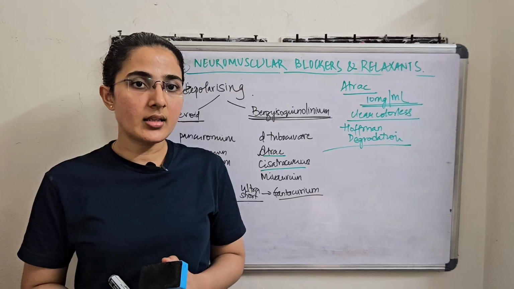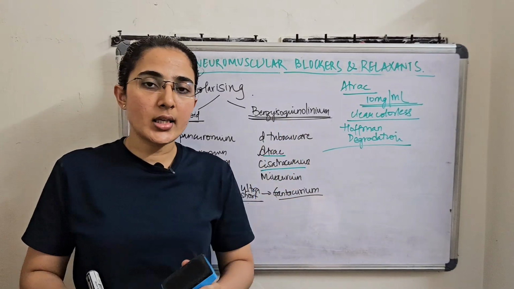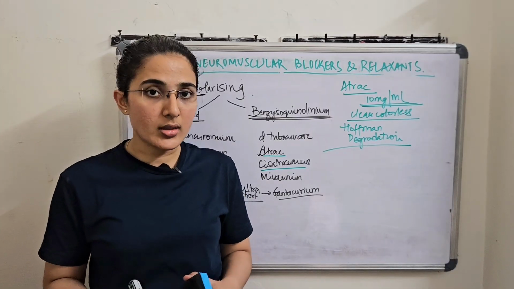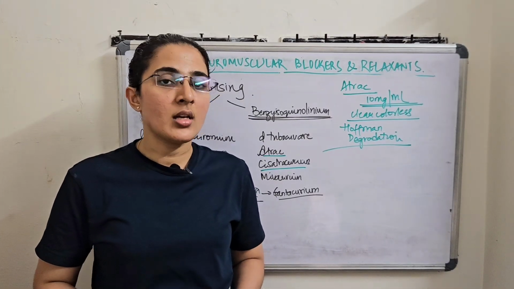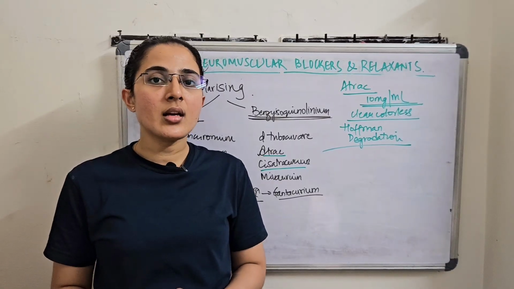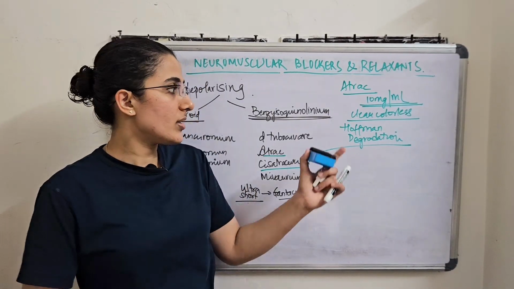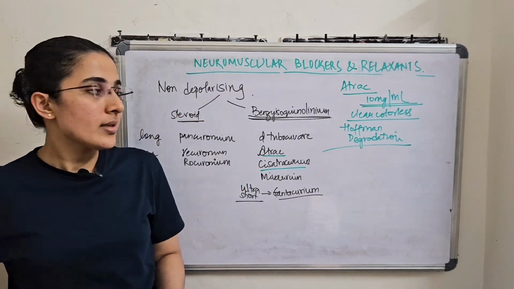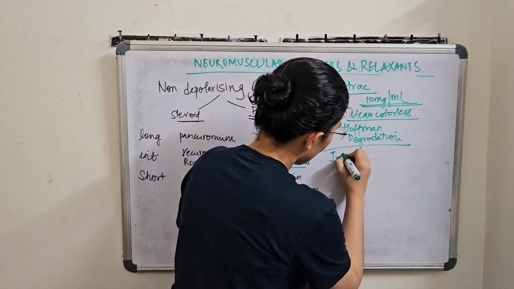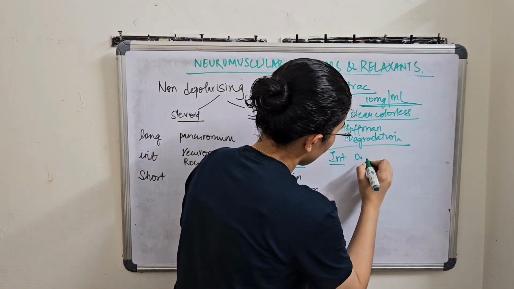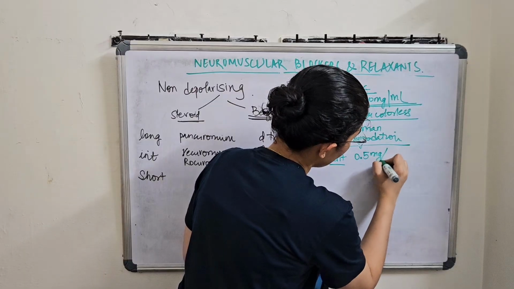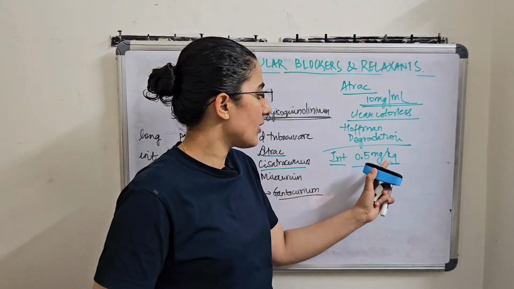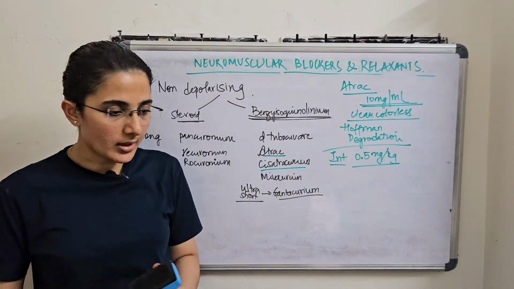But one important concern is that there is a metabolite of atracurium. If we use it for a longer duration, it produces what is called laudanosine, which is a CNS stimulant. This is important only in patients with liver disorders, where the laudanosine accumulates and acts as a CNS stimulant. Atracurium's intubating dose will be 0.5 milligram per kg body weight, right?